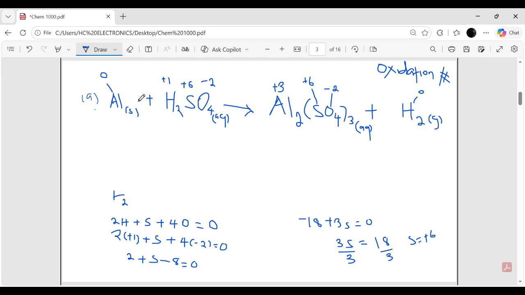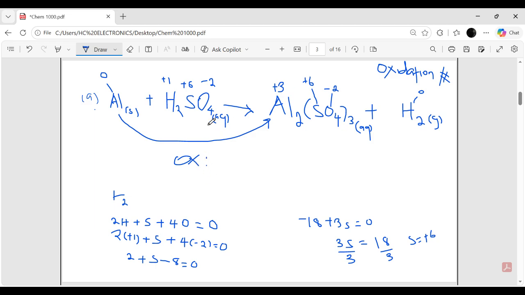When you check clearly, you see that aluminium was zero on the reactant side. On the product side, the aluminium oxidation state has increased to +3. So this one is undergoing oxidation.